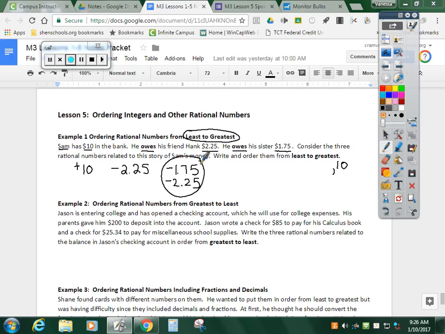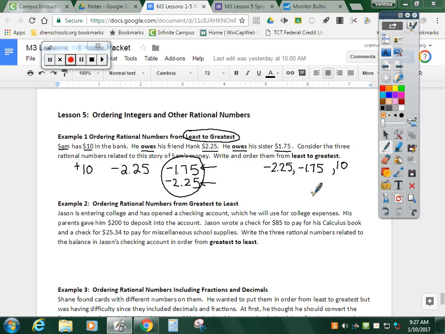Hopefully you're taking notes as I'm going over this. And I love thinking about it in the money terms with rational numbers and integers. Down $1.75 or down $2.25. The lowest one is to be down $2.25. It is the farthest away from zero. He owes Hank more than he owes his sister. So that's going to be the lowest one, and the next one is going to be $1.75. Okay, great. Let's go to example 2.